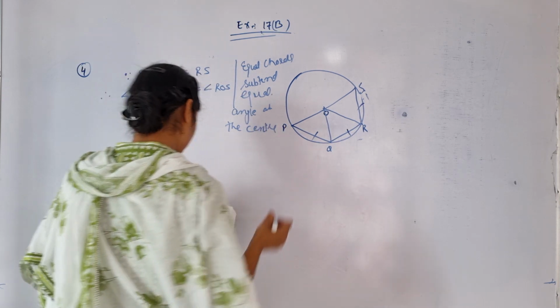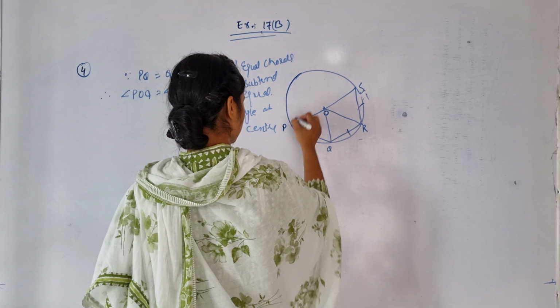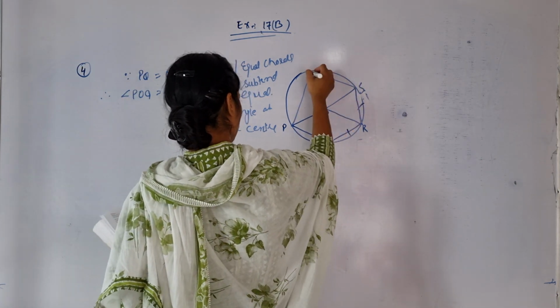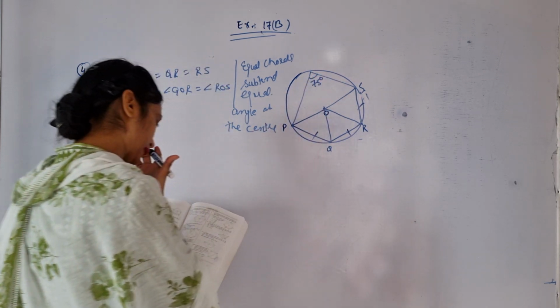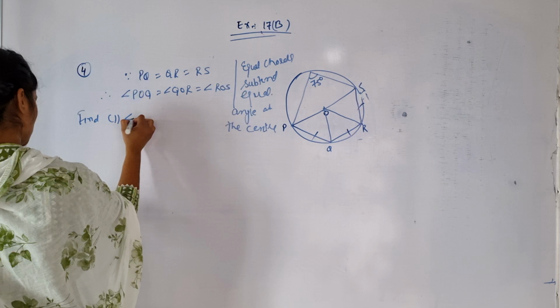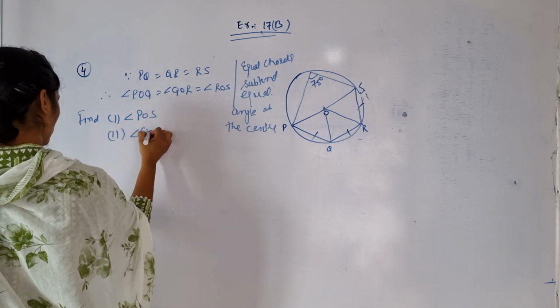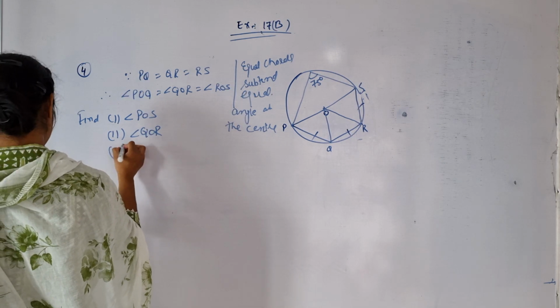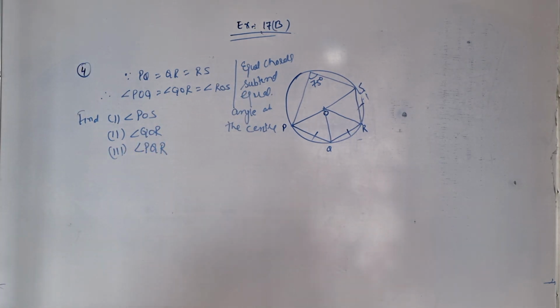Okay, what else have they given? From P and S, here this angle is given as 75 degrees. You need to find, first, angle POS, second, angle QOR, and third, angle PRQ.